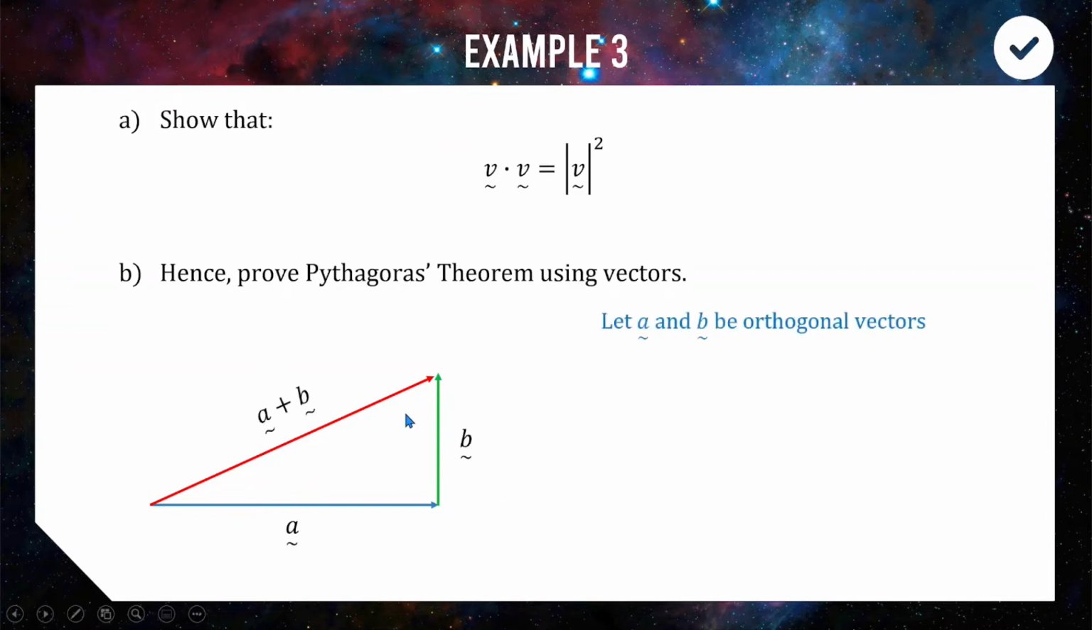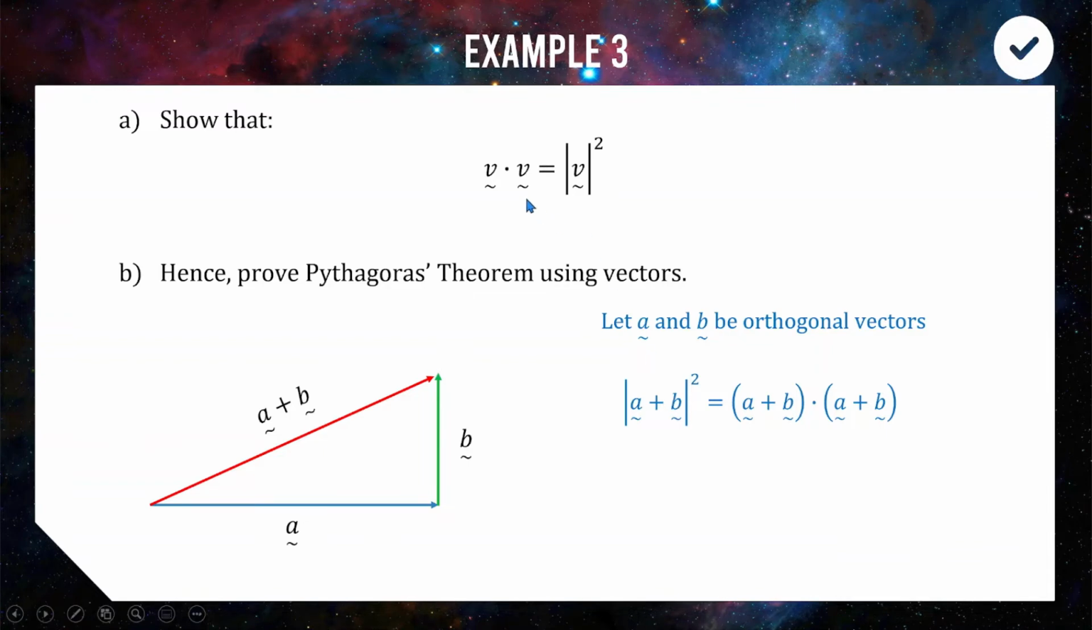Now what we're going to try and show is that the length of this vector squared plus the length of this vector squared is equal to the length of this vector squared. So let's try and prove it. Let's start off with the magnitude, so the length of vector A plus B squared. Okay, imagine like in Pythagoras, this is just C squared.